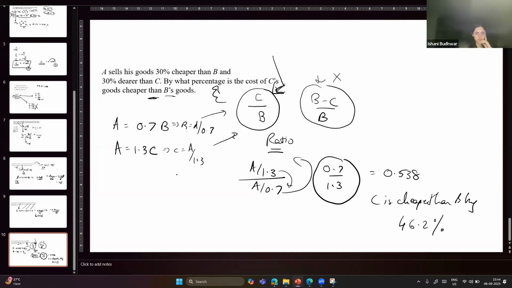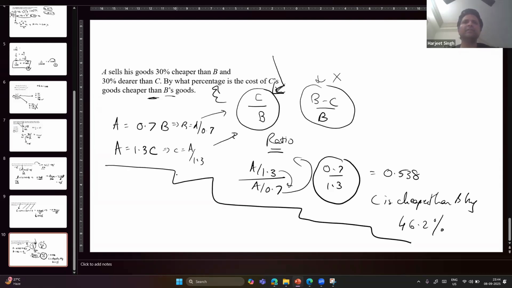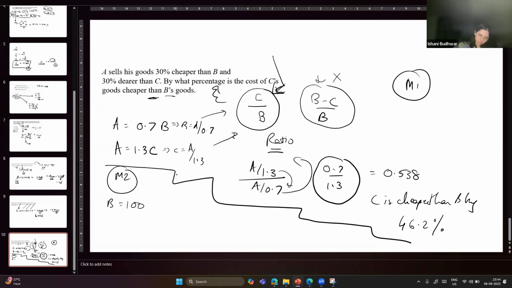One more way of solving is this. This is one way, method 1. Method 2: I know the base is B. So I take B as 100. If I take B as 100, what is A? 30% cheaper than B, so A becomes 70. And if A is 70, A is 30% dearer than C. A is 30% dearer than C.